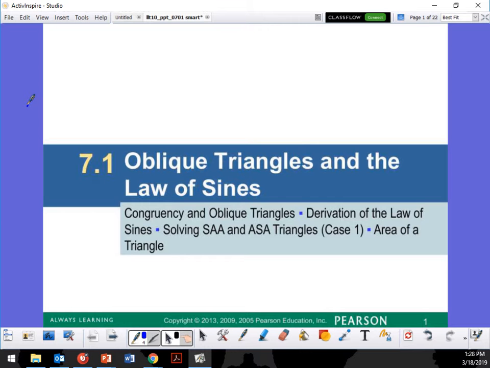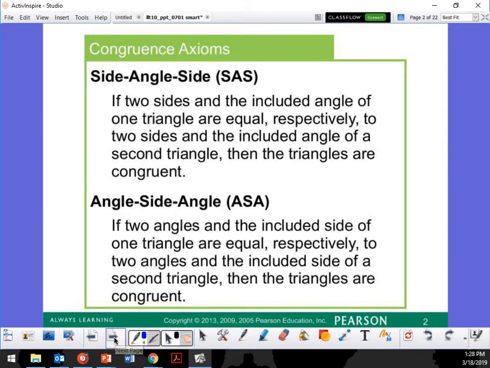Okay, so this is actually super important. It's one of those things that you're actually going to use. A lot of times when you're doing triangles, you're not going to have a right triangle. The majority of the time, you're not having right triangles. But there are laws that go along with this. All right, so for this to work out, congruence axioms include side angle side.